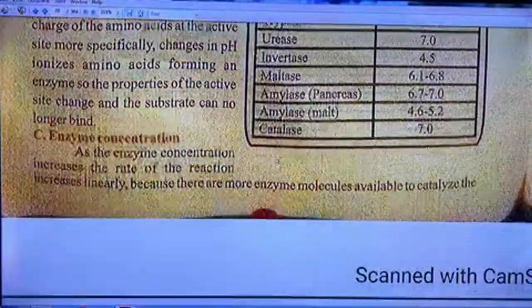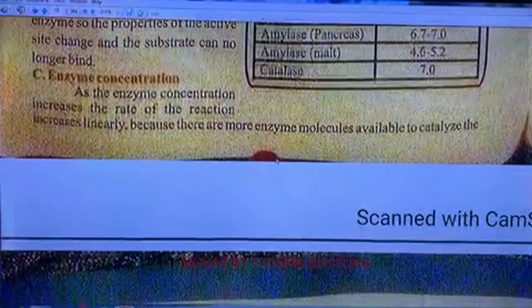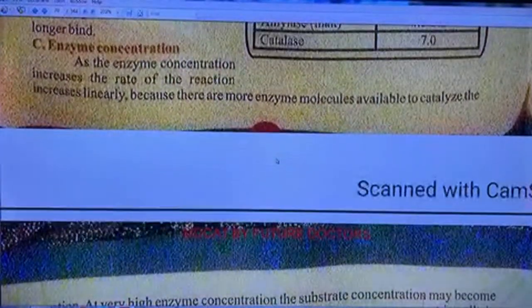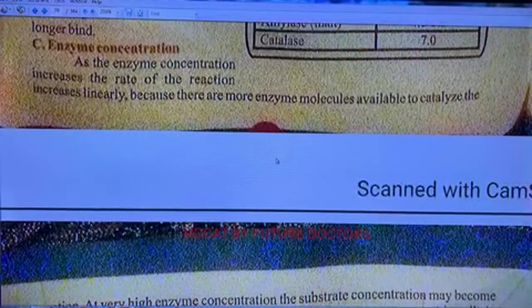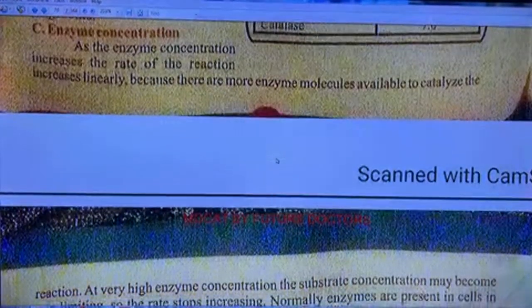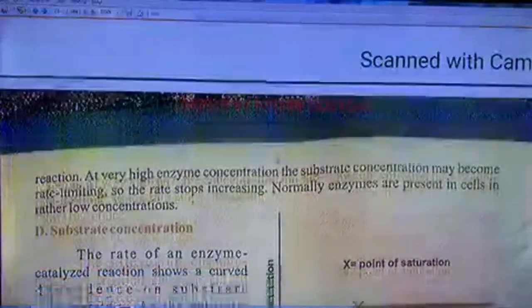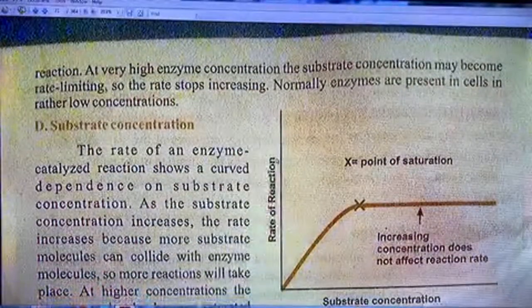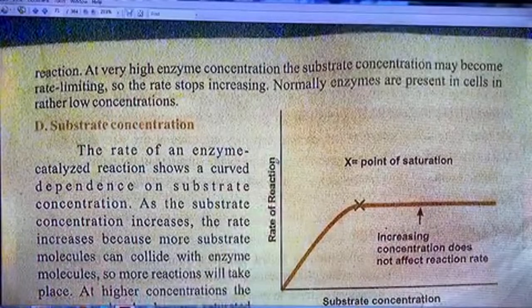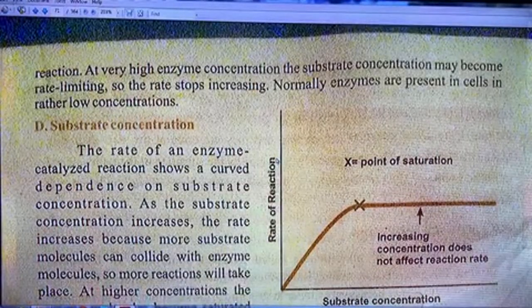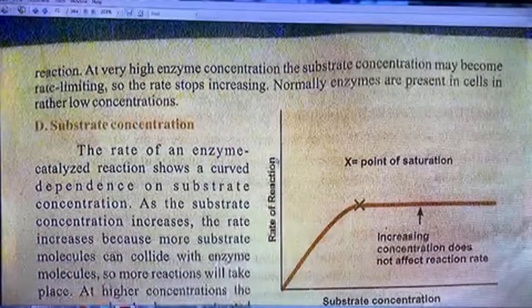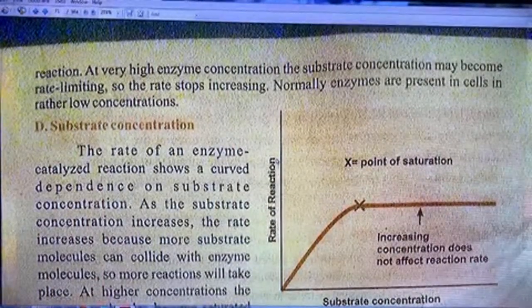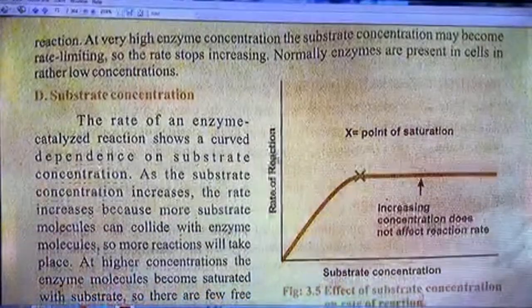Enzyme concentration. As the enzyme concentration increases, the rate of reaction increases linearly because there are more enzyme molecules available to catalyze the reaction. At very high enzyme concentration, the substrate concentration may become rate limiting, so the rate stops increasing. Normally, enzymes are present in cells in rather low concentration.